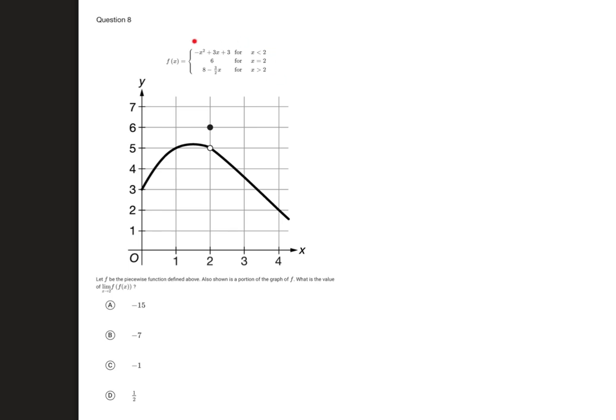Okay, next one, they give you a piecewise function. They also give you a graph of that piecewise function. We'll use one or both. They say let f be the piecewise function defined above. Also shown is a portion of the graph of f. What's the value of the limit as x approaches 2 of f of f of x? So this is a composite function.